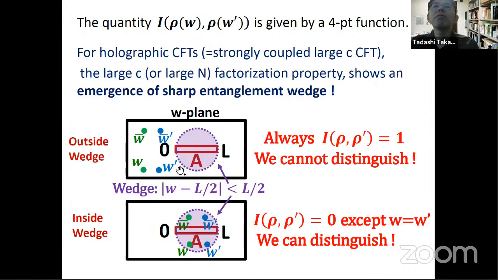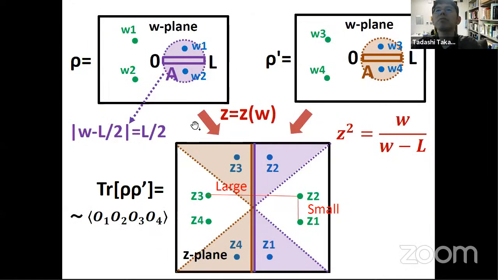Here we are talking about holographic CFT, and if we talk about some region A, this purple region is a kind of analog of the entanglement wedge. Indeed, it is just the projection of the entanglement wedge towards the boundary. I will come back to this later. If the two excitations are outside, then we always get I equal to 1. We cannot distinguish the two excitations. On the other hand, if these two are inside the same entanglement wedge, then we can distinguish them. Even when W and W prime are a little bit different, we immediately see no overlap. So this manifestly shows the presence of the entanglement wedge.